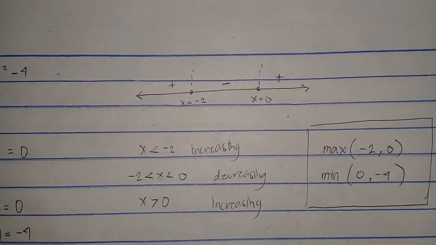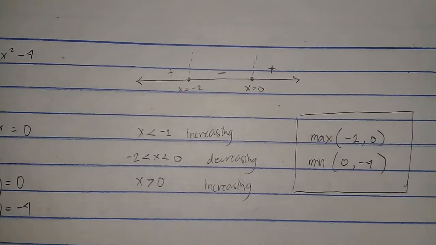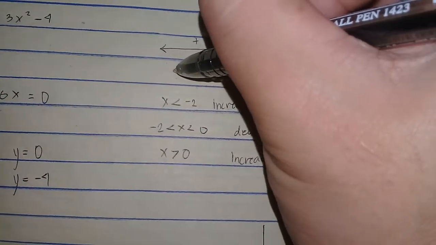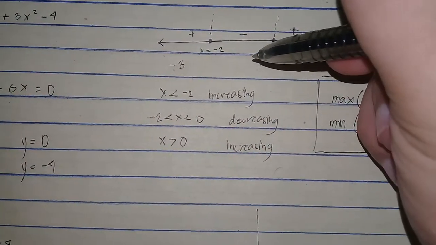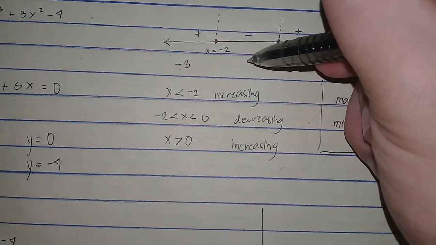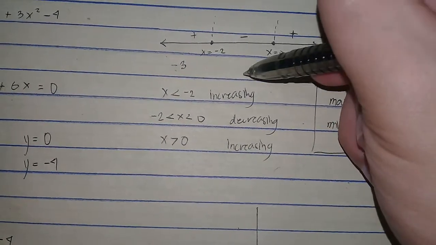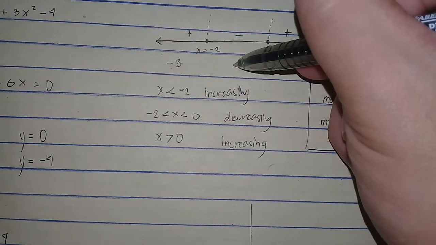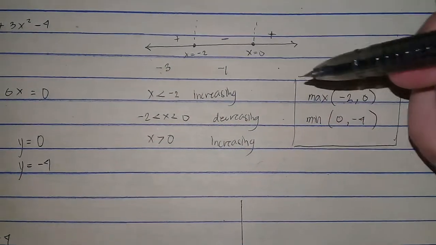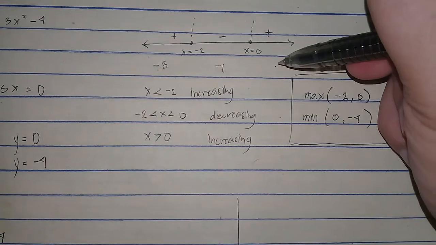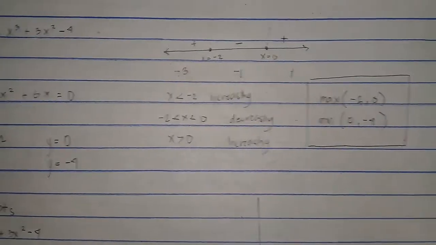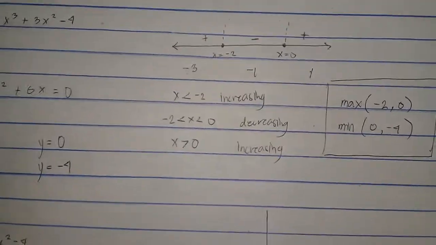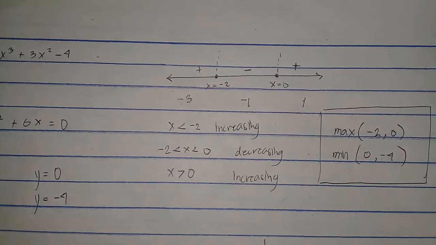For this problem, we're going to use negative 3 for the value less than negative 2, for the middle value, in between, negative 1, and for the value that is greater than 0, 1. So what are we going to do with these values? These values will help us determine the domain of the critical points.